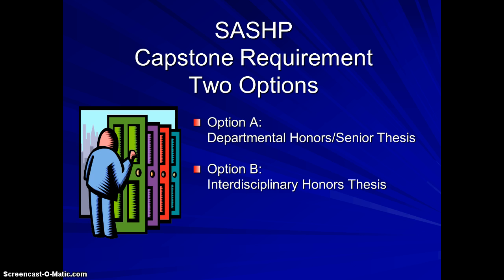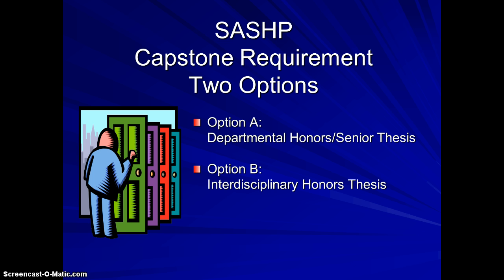The interdisciplinary honors thesis is a 2-semester research project, generally done in 3 credits each semester, resulting in a written thesis and an oral defense before a faculty committee. Students must submit a proposal for approval before doing this option. A student completing an interdisciplinary honors thesis will generally enroll in 090, 495, and 496, our interdisciplinary honors thesis courses.